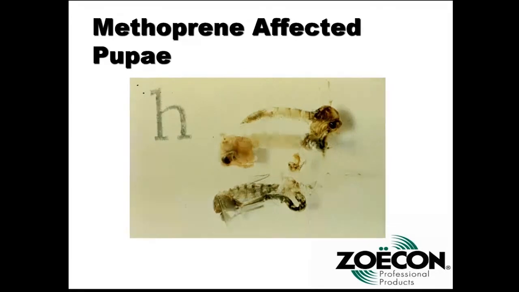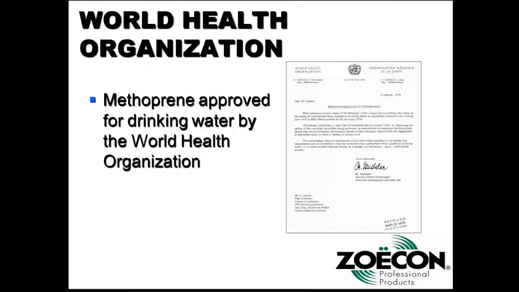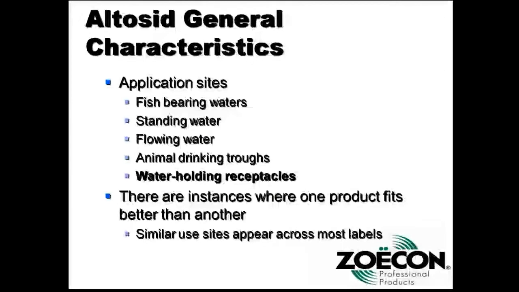We've been approved for drinking water by the WHO, and we have all these areas on the label. Fish-bearing, animal drinking troughs is a big one. That's usually a big question I get to write on the label. Any type of fish-bearing water, any habitat is on there, whether it be marsh, salt marsh, fresh water, anything. Similar sites are on all the labels, so we'll run through these real quick.